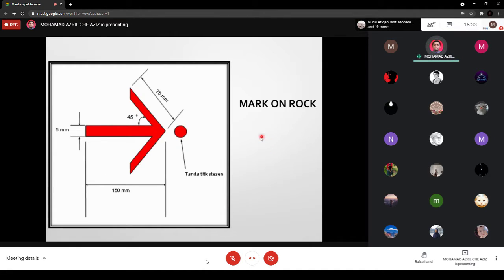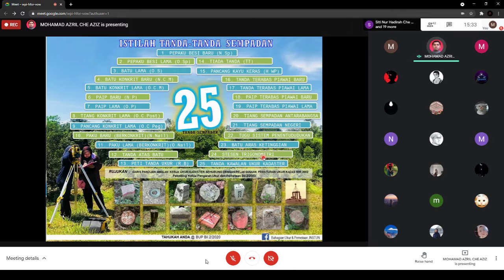Okay, and then you have a mark on rock. Most of the boundary marks that have been used in UiTM, you will see as a BKL, batu konkrit lama.